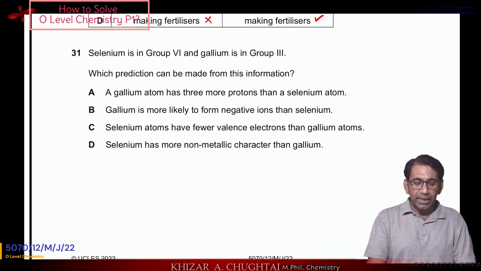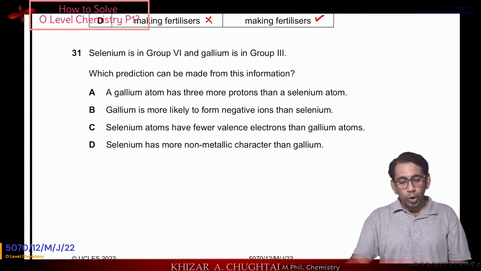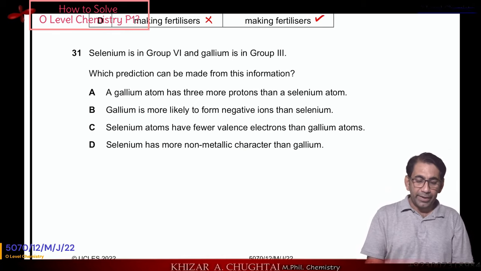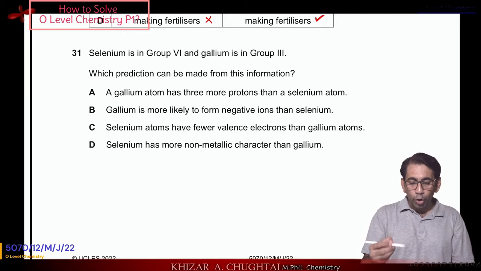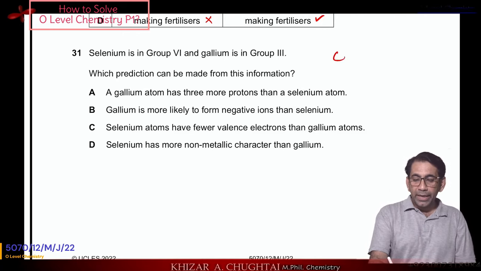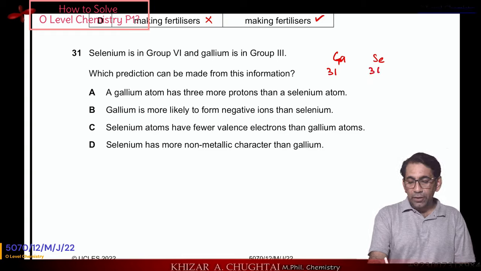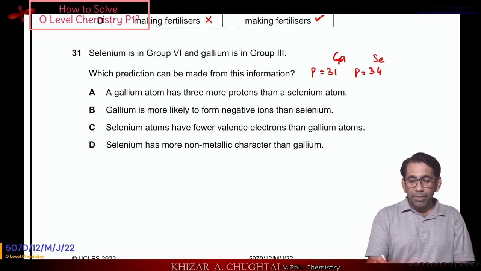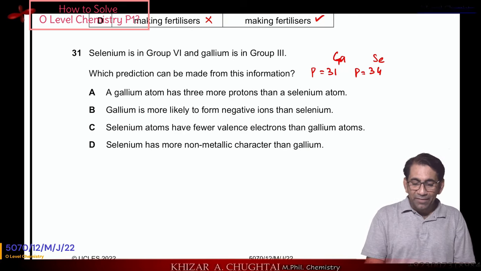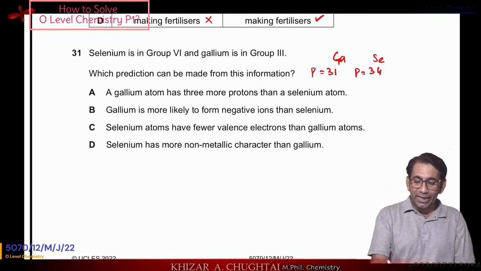The next question, question number 31. Selenium is in group 6 and gallium is in group 3. Which prediction can be made from this information? Option A: gallium atom has 3 more protons than selenium atom. Gallium's atomic number is 31 and selenium's atomic number is 34. So the number of protons in gallium is 31 and in selenium is 34. So gallium does not have 3 more protons, it has 3 fewer protons.